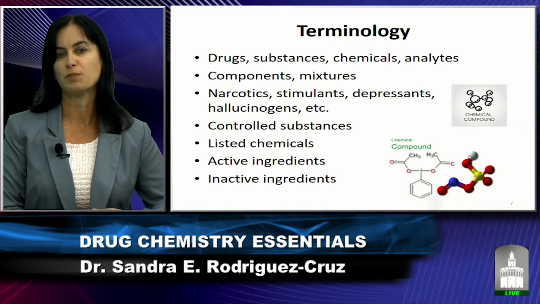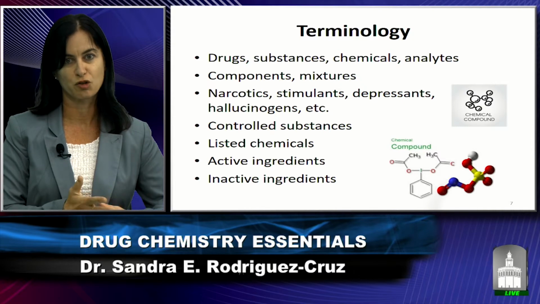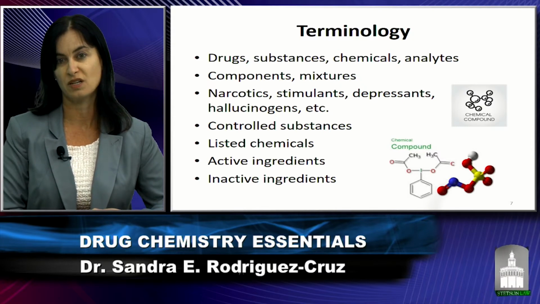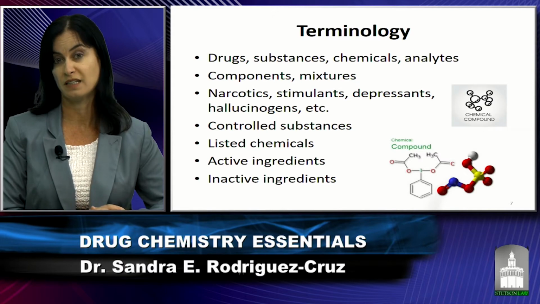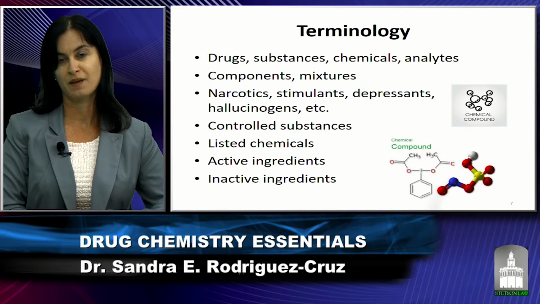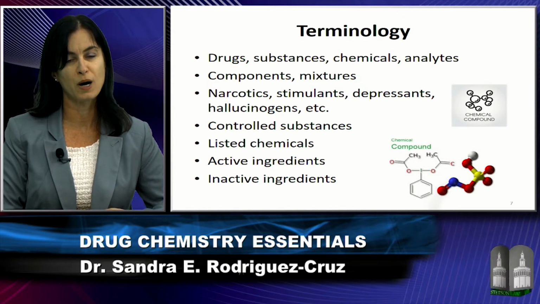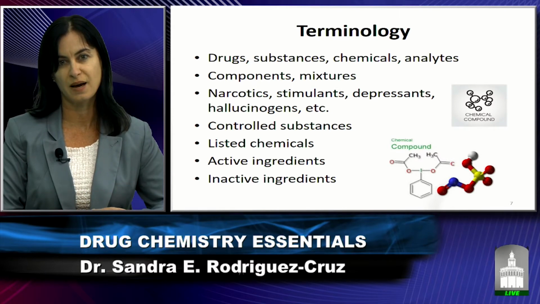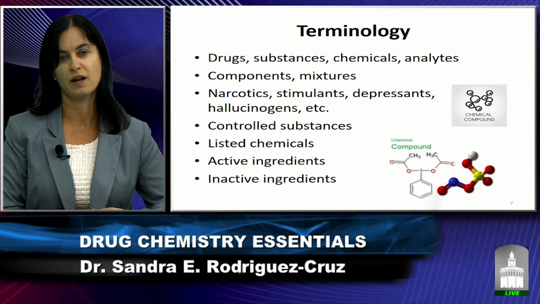Terms that you may be familiar with already are terms like drugs, substances, chemicals, and analytes, and we as scientists may use these interchangeably as synonyms. And usually we use them when we refer to just one compound, like the drug cocaine or the chemical methamphetamine. We may also tell you about components, and we use that word when we refer to mixtures in a sample where there may be more than one drug present, more than one substance or chemical.